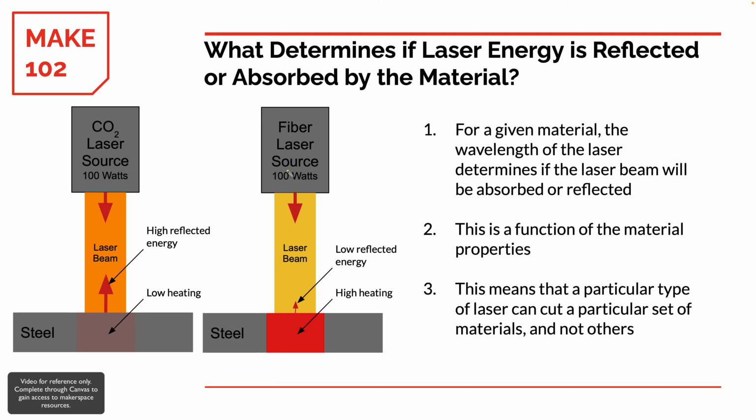So what that means is, for example, we have two lasers of equal power here. One is a CO2 laser, which means it has a given wavelength, and one is a fiber laser, which means it has a given wavelength. And in this case, it's the wavelength of the laser source that determines the reflected energy. So if we tried to cut steel with a CO2 laser, we would have a high amount of reflected energy. If we tried to cut steel with a fiber laser, we'd have a low amount of reflected energy. And this means that certain kinds of lasers are much more suitable for cutting certain types of materials versus other materials.